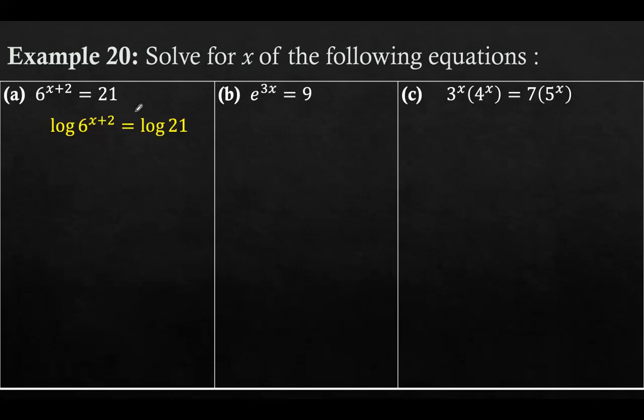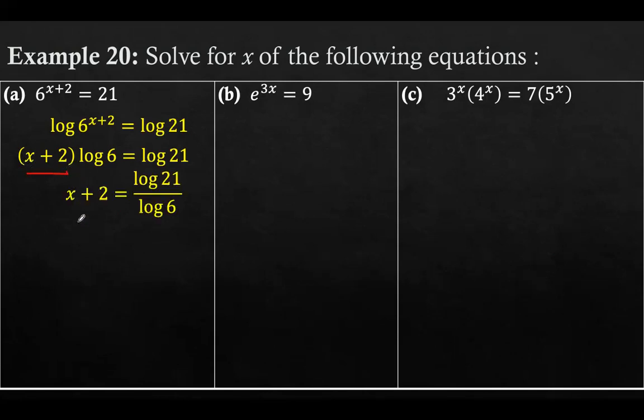All right, so then we move the x plus 2 to the front. So you get x plus 2 times log 6 equals log 21. We want to solve x, remember? No need to expand this part. We just divide log 21 by log 6. So x plus 2 equals log 21 over log 6.